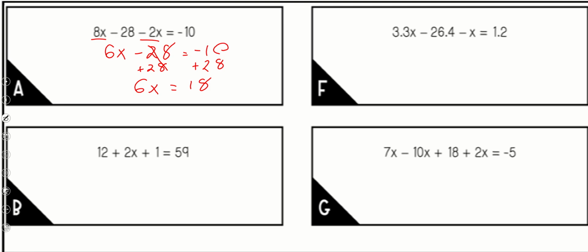And then I divide. 18 divided by 6 gives me 3. Everybody go with that? Not so bad, right?